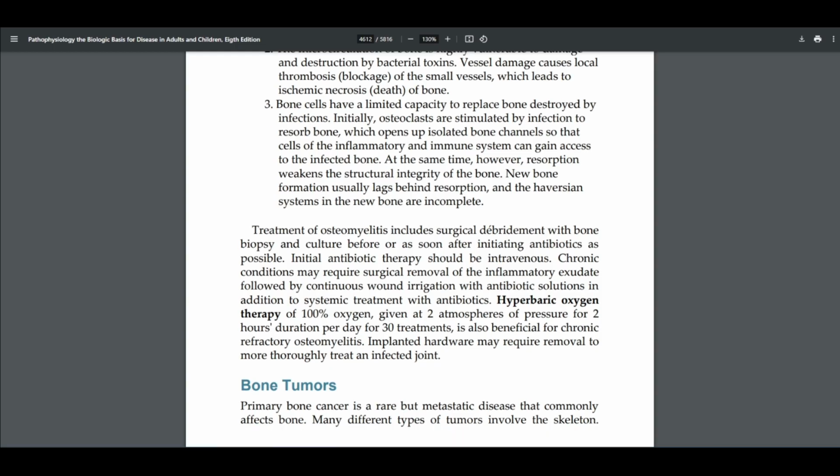Hyperbaric oxygen therapy of 100% oxygen given at 2 atmospheres of pressure for 2 hours duration per day for 30 treatments is also beneficial for chronic refractory osteomyelitis. Implanted hardware may require removal to more thoroughly treat an infected joint.